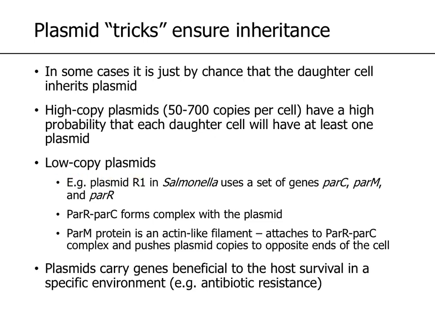In the case of low copy plasmids, they have some other tricks that they can play. So this example your book gives is from Salmonella, for this plasmid R1. The plasmid encodes for these separate genes. Essentially what happens is the ParR and the ParC form a complex with the plasmid. Then this ParM, which is an actin-like filament, attaches to one of those complexes, and it essentially starts pushing the plasmids to the other end. So it grows and pushes the plasmids apart so that you'll have them on opposite ends of the cell, and that ensures that each daughter cell gets one copy of the plasmid.